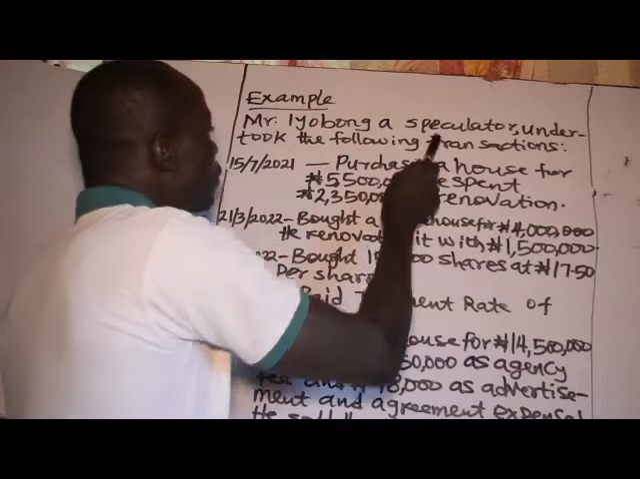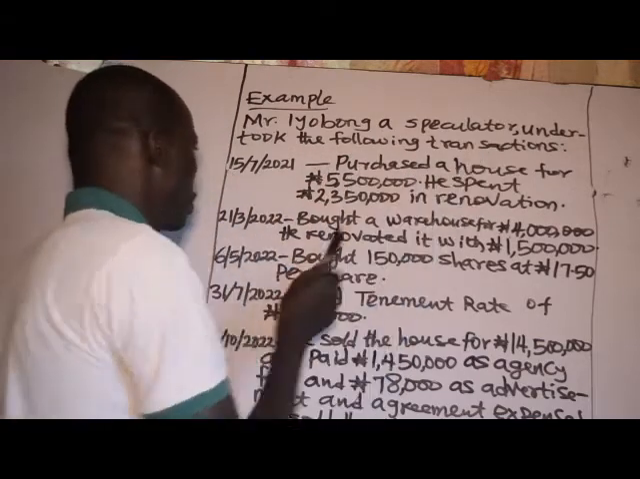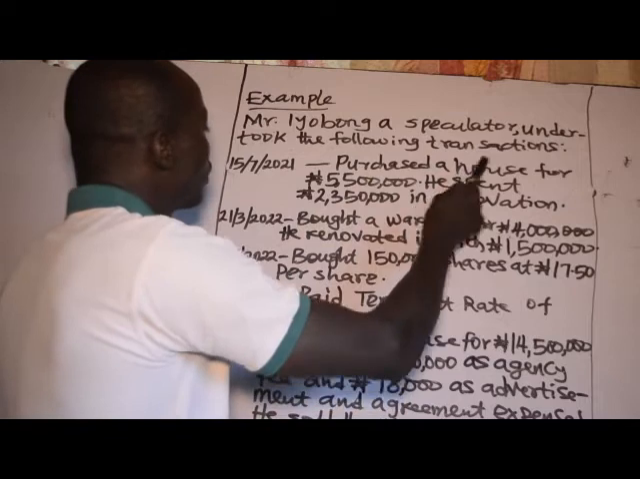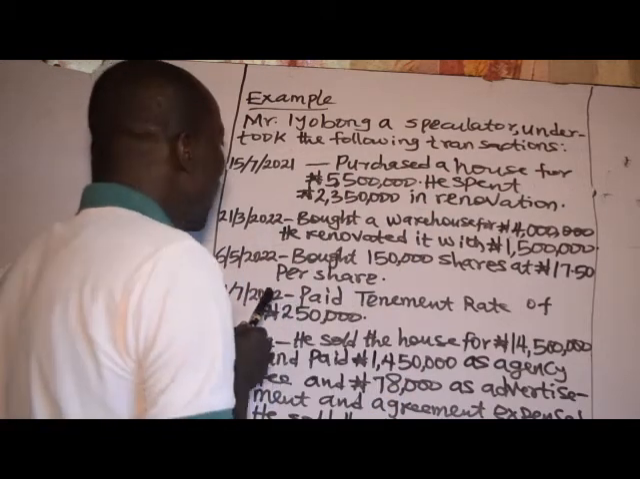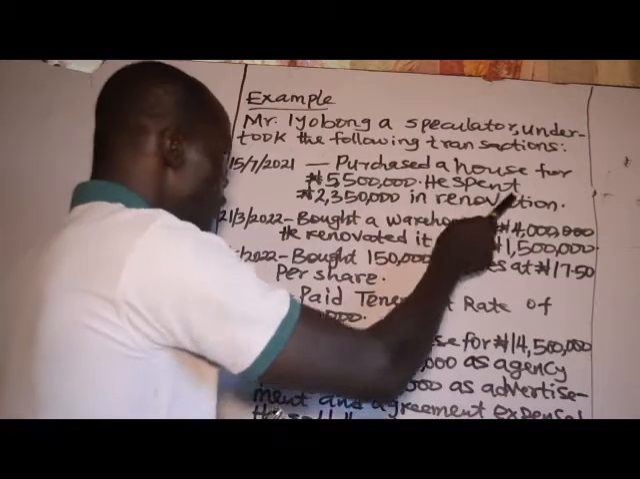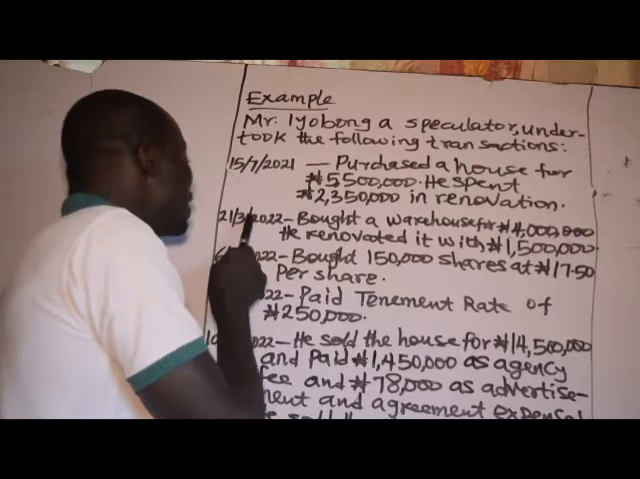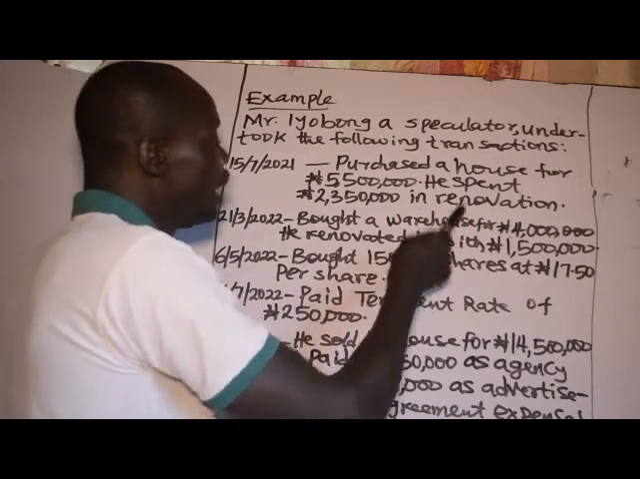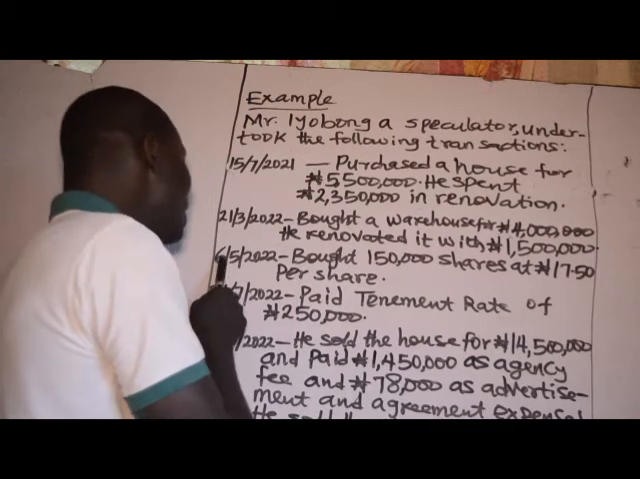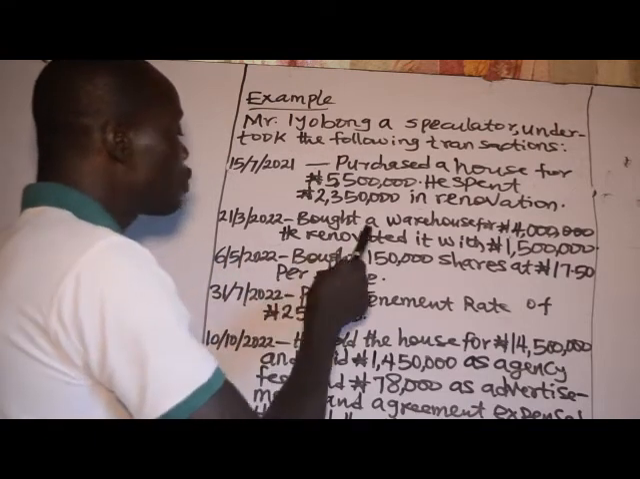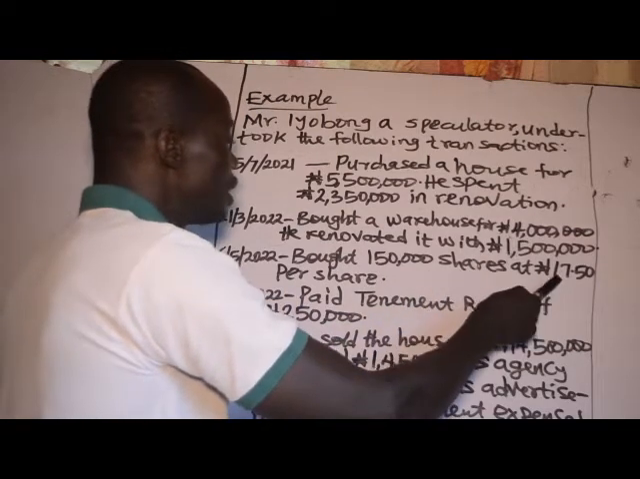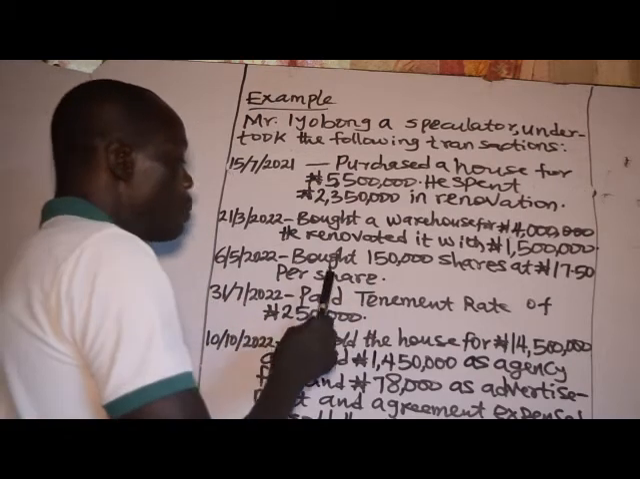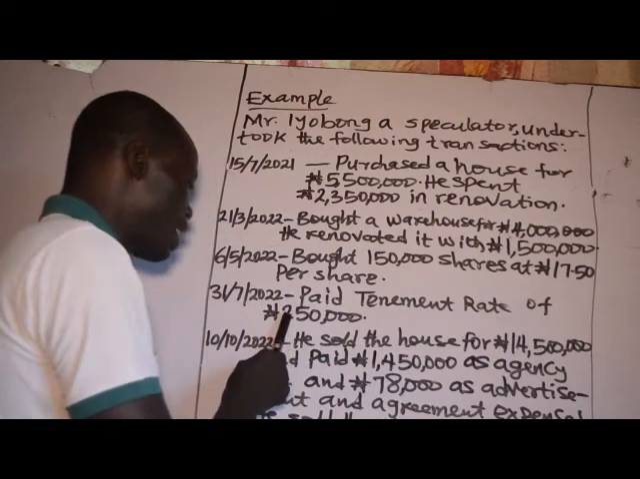Mr. Iyombong, a speculator, undertook the following transactions. On the 15th of July 2021, he purchased a house for 5.5 million naira. He spent 2,350,000 on renovation. On the 21st of March 2022, he bought a warehouse for 4 million naira. He renovated it with 1.5 million naira. On the 6th of May 2022, he bought 150,000 shares at 17.50 naira per share. On the 31st of July 2022, he paid tenement rate of 250,000 naira.